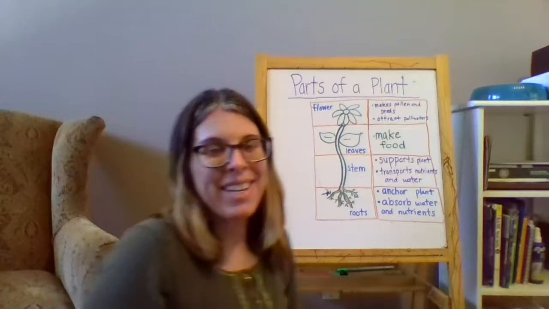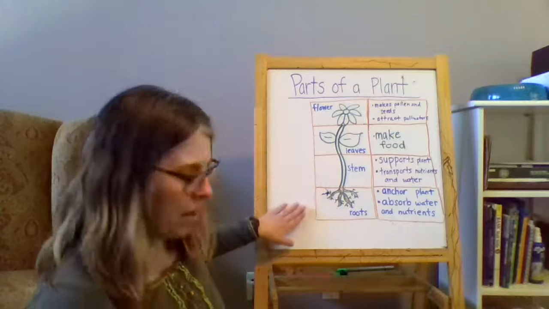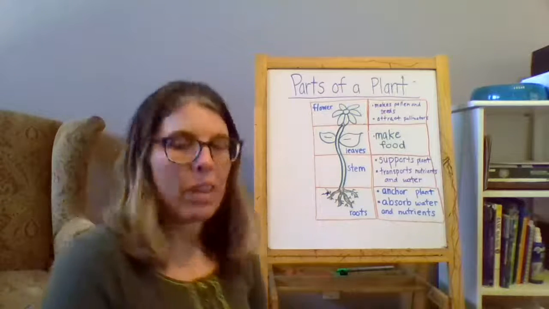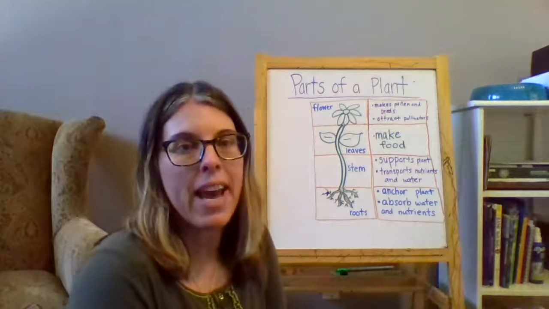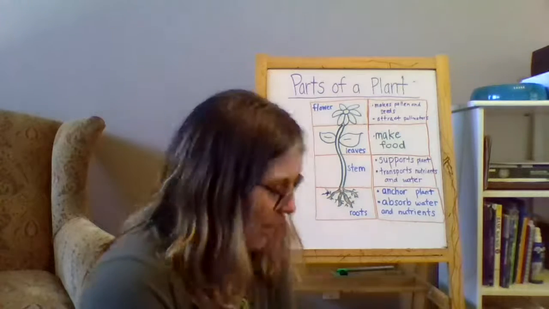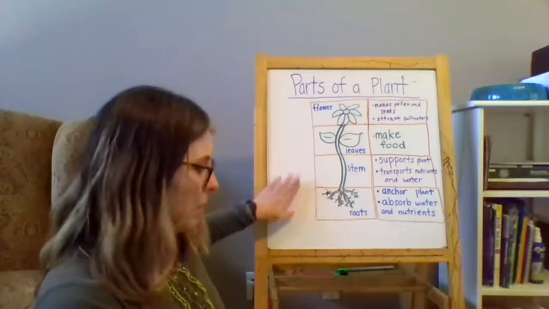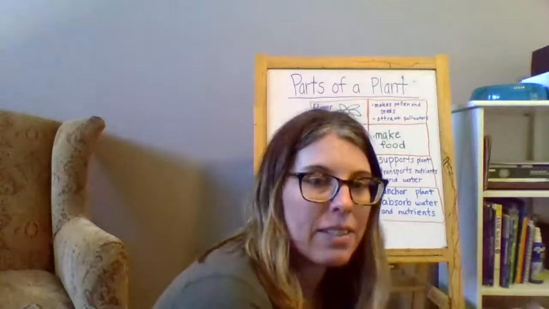Hi everyone! We've learned about so many parts of the plants, the flower, the leaves, the stem, the roots. And I want you to think today about parts of a plant that we eat. We do eat these types of parts, all from different kinds of plants.